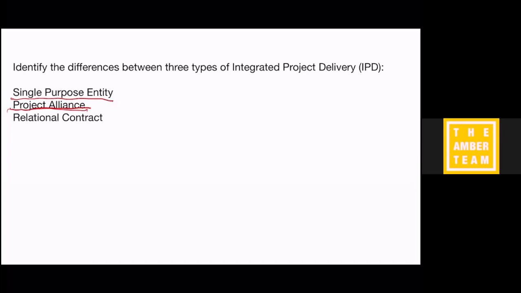All right. Finally, we have the relational contract. And the relational contract is kind of like the Project Alliance, except we're not quite a team. We're not quite a team. So in the relational contract, the owner and the contractor and the architect are going to jump into bed together, but really the owner is going to be first among equals.